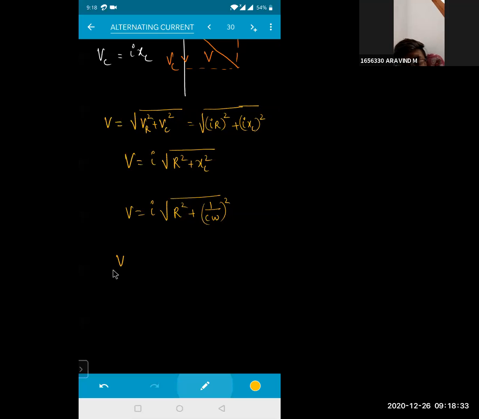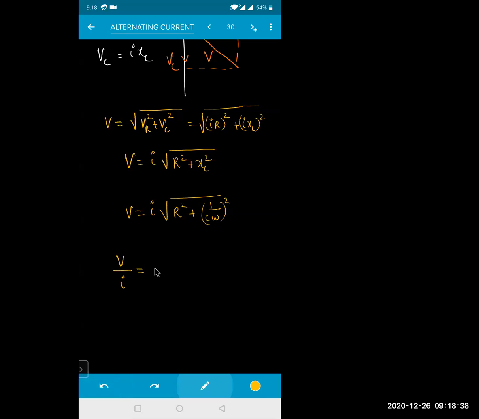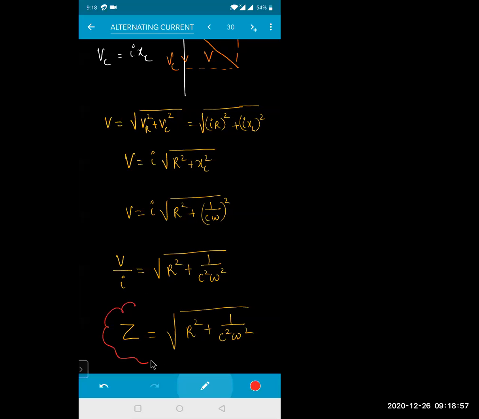Now V by I, if I write again, that will be equal to Z. So the impedance for this will be equal to under root of R square plus 1 by C square omega square. That means the impedance Z is equal to under root of R square plus 1 by C square into omega square. This is the resultant impedance or resultant resistance when alternating current is passing through the RC circuit, and the potential will be V is equal to I into under root of R square plus 1 by C omega whole square.